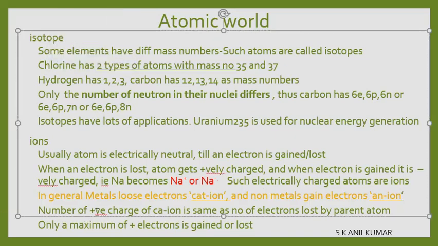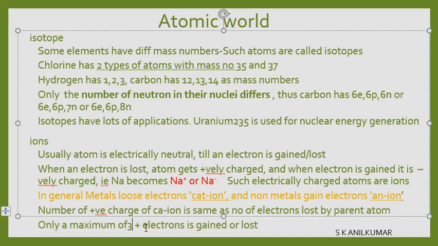The positive charge of a cation is the same as the number of electrons lost. Likewise, in an anion you are gaining electrons, so the number of electrons gained is the same as the charge of the anion. What charge? Negative charge of the anion. Why negative? Because you are gaining electrons. Only a maximum number of electrons can be lost or gained, a maximum of 3.